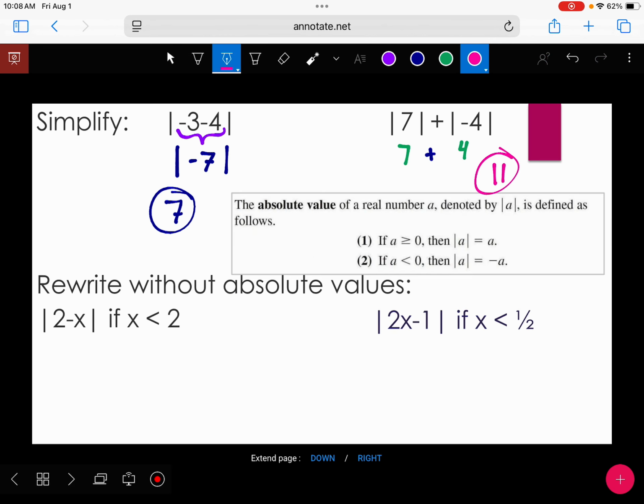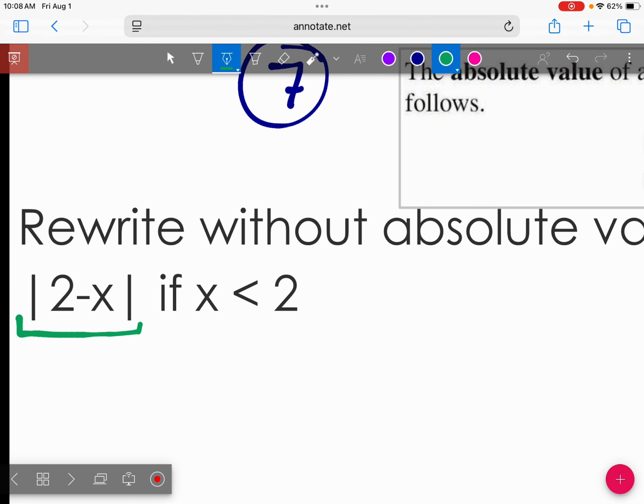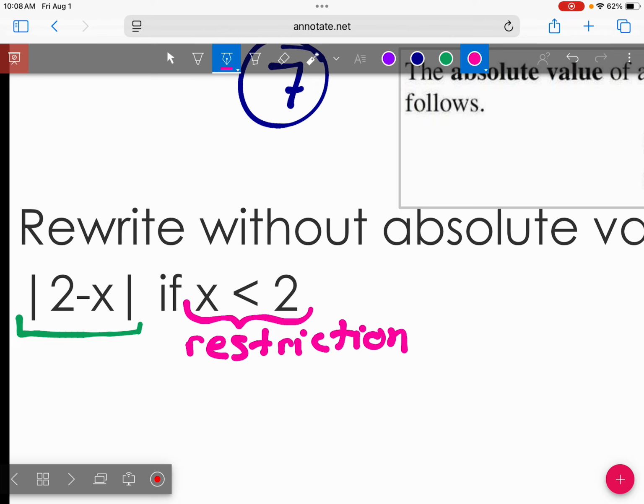Okay, so now that we remember absolute values, these bottom ones are the way the book words these kinds of problems, and it's just kind of awkward and weird. What the problems are going to say is that we want you to write the expression without the absolute value. So we're going to get an absolute value, that's going to be this guy here. So we have the absolute value of 2 minus x, and we're going to get a restriction. So we'll have both pieces. Otherwise, we can't really do this.